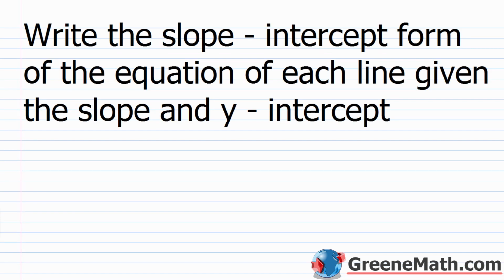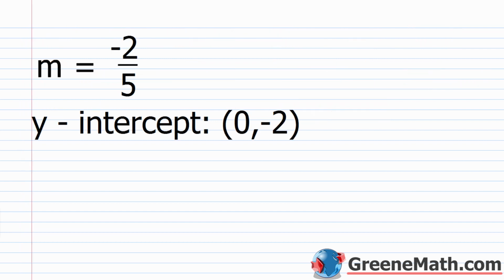All right, so we want to write the slope-intercept form of the equation of each line given the slope and y-intercept. So to start out, we're given a slope m that's equal to -2/5 and a y-intercept that occurs at 0, -2. So our slope-intercept form looks like this. It's y equals m the slope times x plus b, where b is going to be the y value for your y-intercept. So this is b.